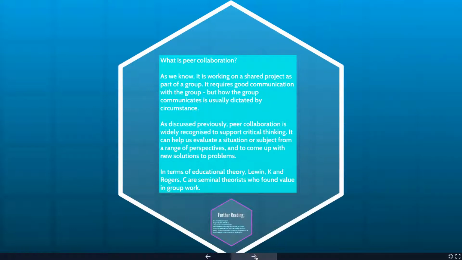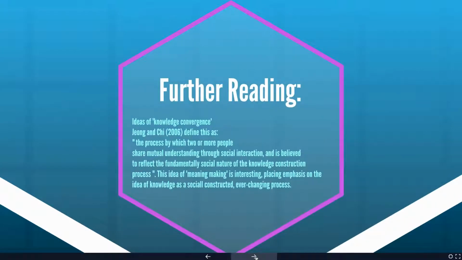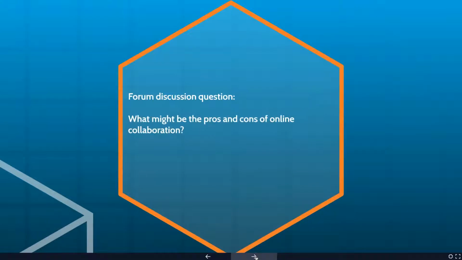From a theoretical perspective, we know it's recognised as something that supports our critical thinking because it helps us evaluate a situation or a subject from a range of perspectives. And because we have a range of perspectives, we are enabled to come up with new solutions to problems. And the theoretical framework here, I'd be saying look at Lewin, look at Rogers. These are the seminal theorists who found value in group work, and also perhaps consider these more recent ideas of knowledge convergence, which is this idea of meaning making as a socially constructed process. So we make meaning, we transform our futures as we discuss, as we talk. And this is quite an interesting area for discussion if you would like to take that further on the forum.